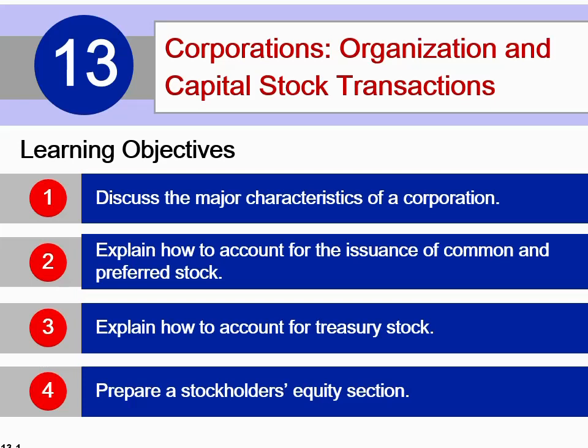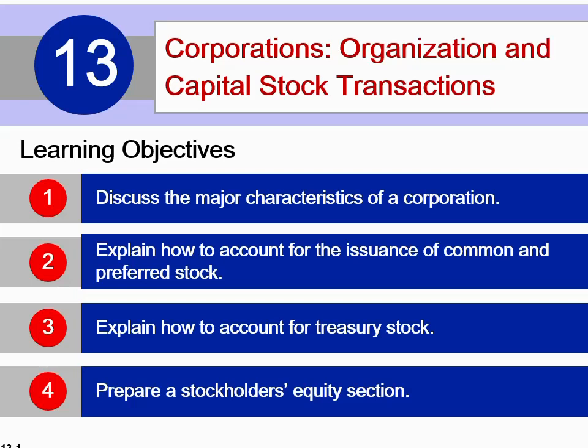In this chapter, I'm going to discuss four learning objectives with you. This is part one of the lecture for chapter number 13. And in this, we are going to discuss the first two learning objectives. Learning objectives number 3 and 4 will be discussed in part 2 of this chapter. So the first learning objective is about the major characteristics of corporations. The second one is how we are going to account for the issuance of the common and the preferred stock. What are they? We'll be discussing in a while.